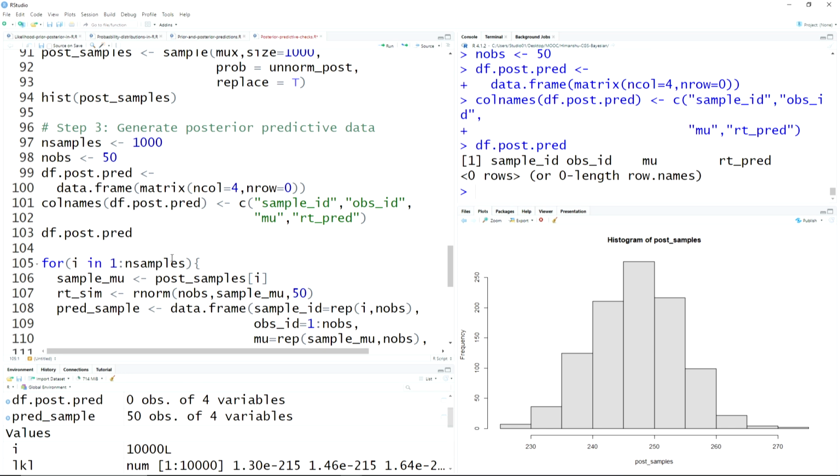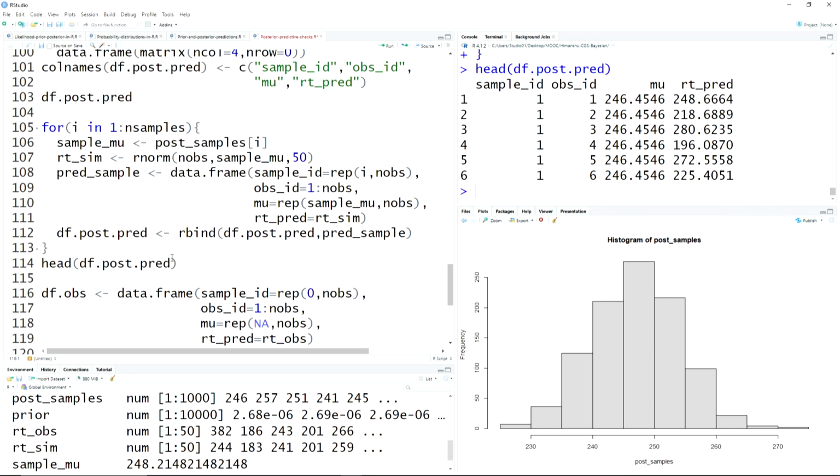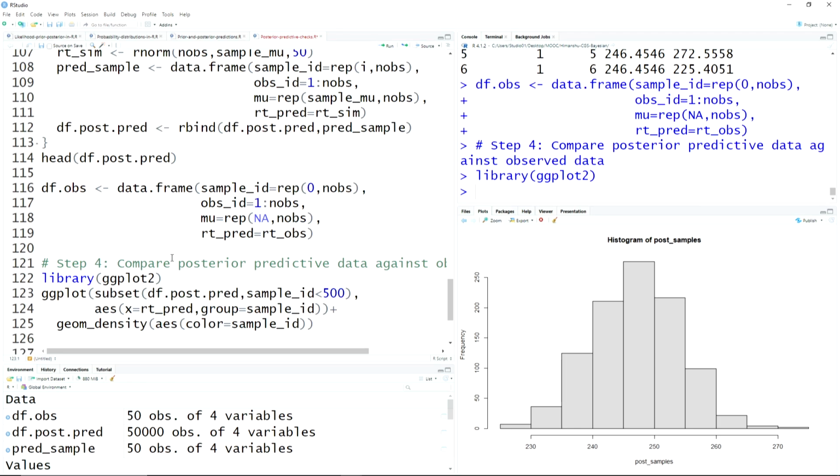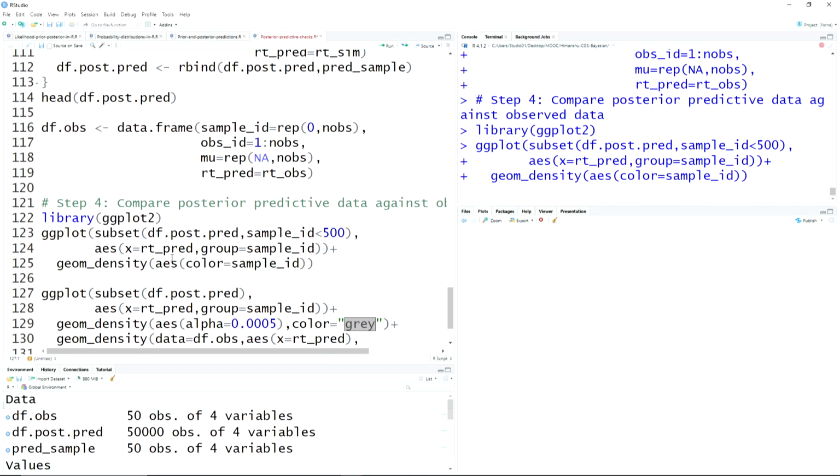So, let us see. Okay. So, we have generated posterior predictive data, and this is our observed data. And now let us compare posterior predictive data against observed data.